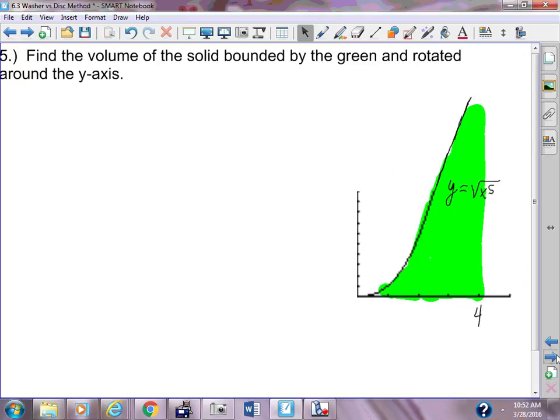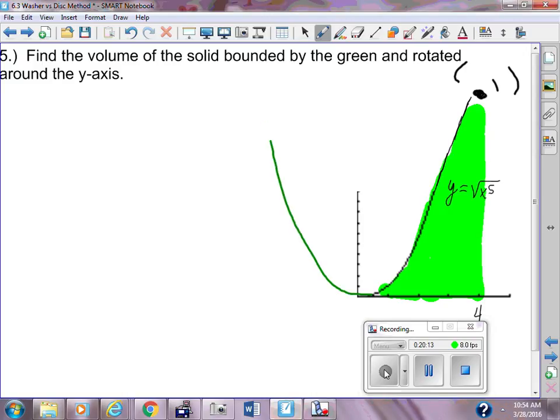All right, here's one more. And on this one, I'll give you a hint. You need this ordered pair in order to get this one. I want you to see if you can draw it, rotate it, and get the integral set up for me, please.